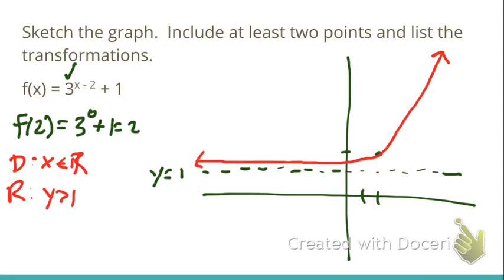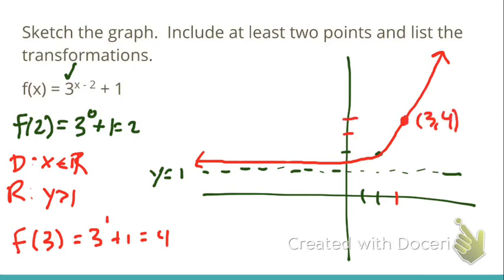And if I need to find another point on my graph, maybe plug in 3. So try f of 3, because I know it's going to give me 3 to the first power plus 1, which is pretty easy to find. And you get (3, 4). So (3, 4) is right there. So there's my other point. So there we go. Bada bing, bada boom. Got 2 points and a nice graph. Alright, let's try that again.